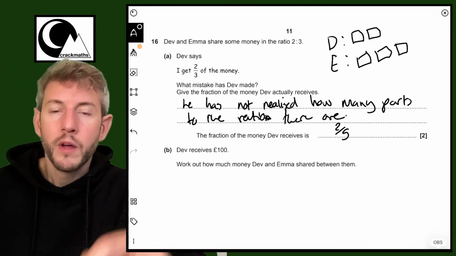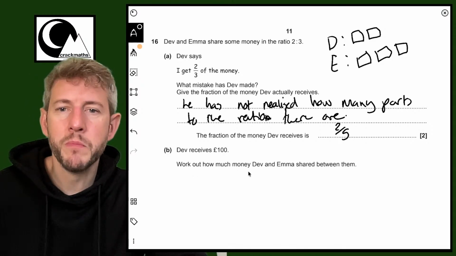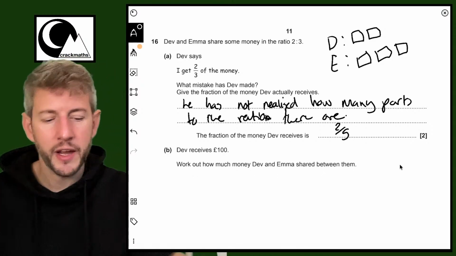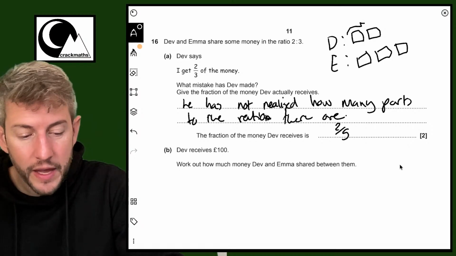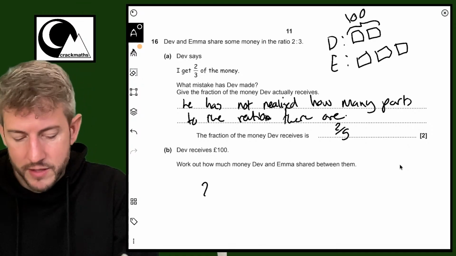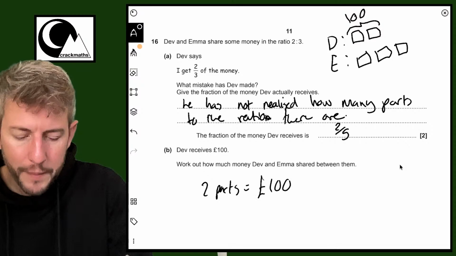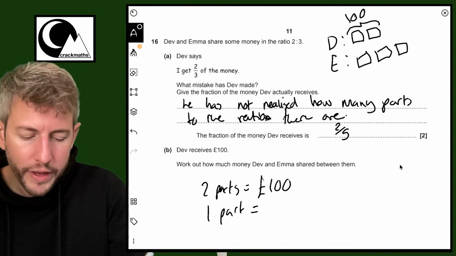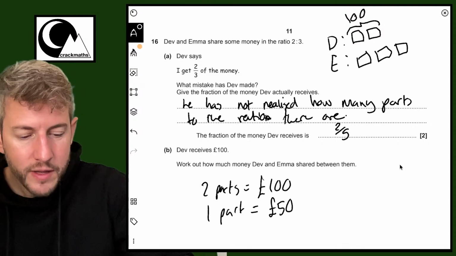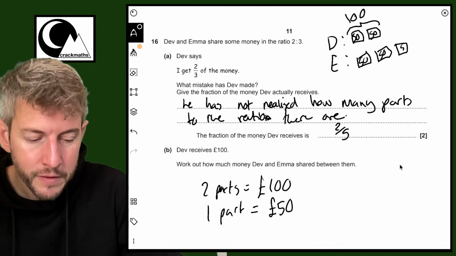Okay, right. So part B says Dev receives £100. Work out how much money Dev and Emma shared between them. So this is useful. We know up here that Dev's 2 parts make £100. Now, if 2 parts equals £100, that means that 1 part will equal £50. So each of these boxes is 50, 50, 50, 50, 50, 50.